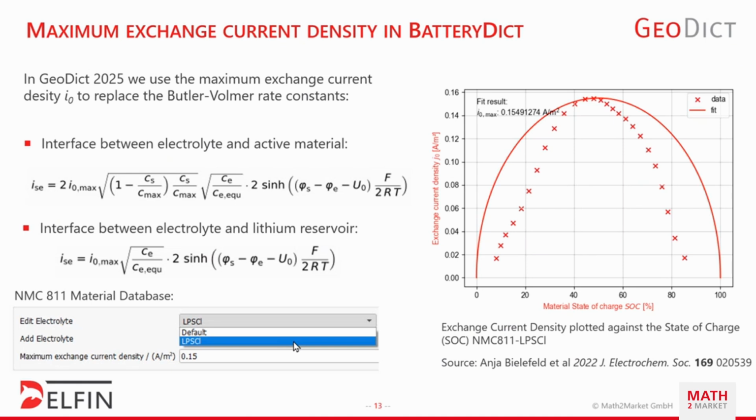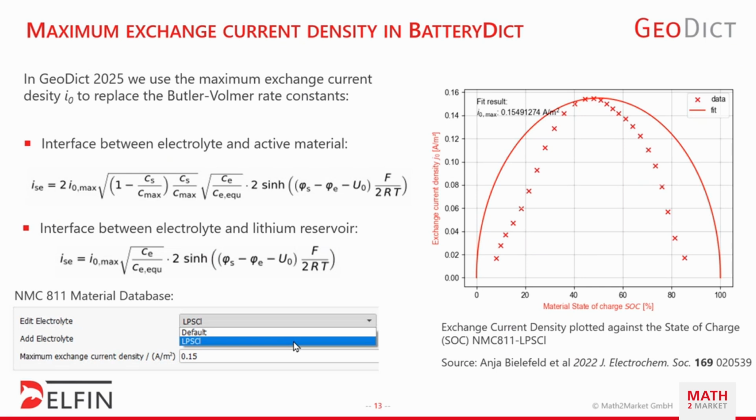So this is, I think, an improvement just for understanding the calculations that are going on. In this case, you can see how we fitted our maximum exchange current density against data which we got from Anja Bielefeld from the University in Gießen. So we take this data, we analyze it, and then we put it into the material database. Of course, it has to be said that you need to put in this information for every pair of active material and solid electrolyte.